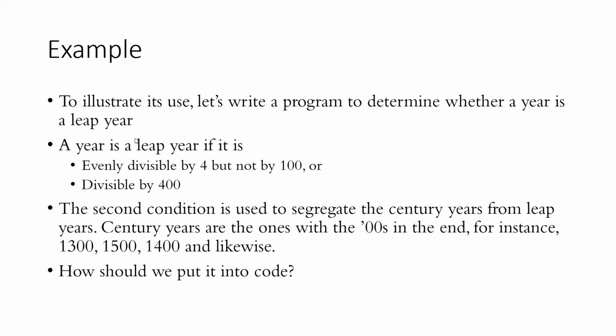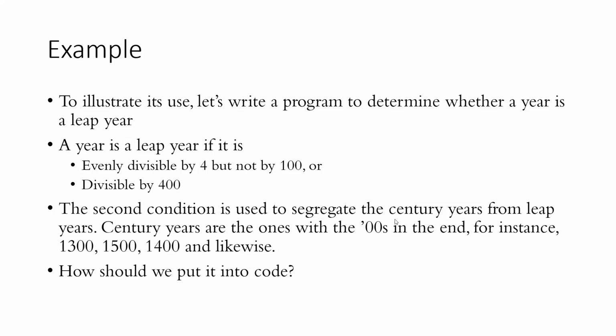where we check that a year should not be divisible by 100, is used to segregate the century years from leap years. Your century years are the ones with two zeros at the end, for instance 1300, 1500, 1400, and likewise. But a century year could be considered a leap year if it is divisible by 400, which we have added here as our third condition.